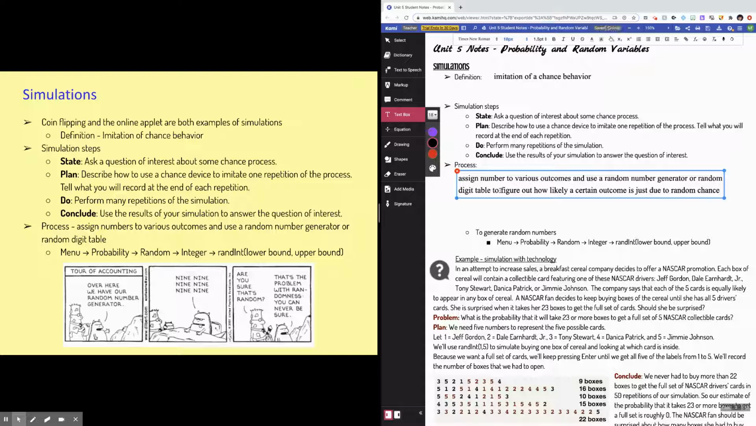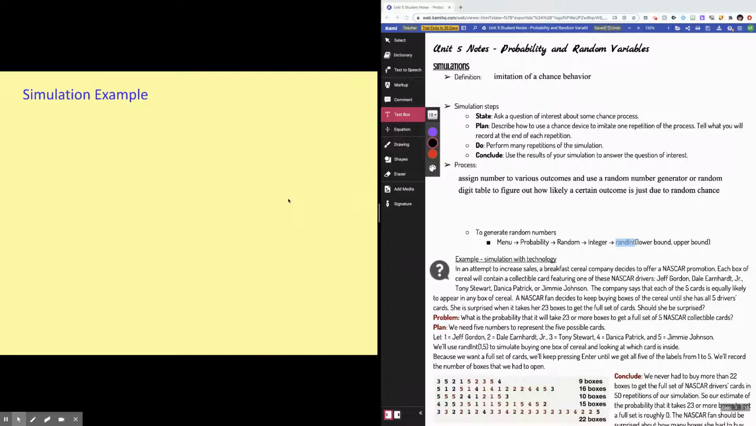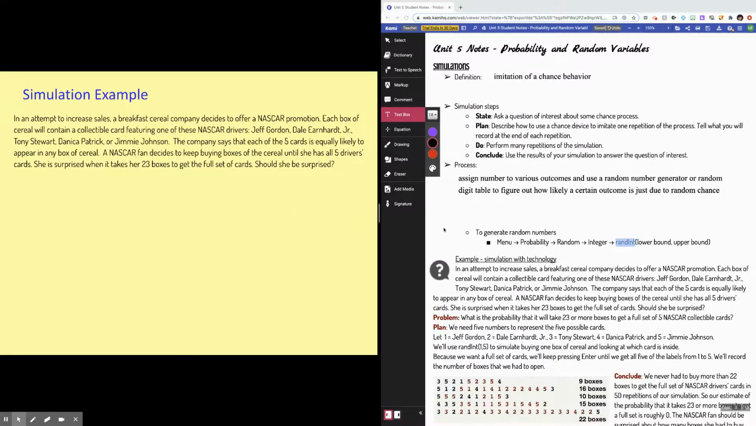Okay, that's what the random number generator and the random digit table do for us. If you're using your calculator, I have a calculator path that will generate random numbers for you: Menu, probability, random, integer, and then you're looking for randint. RANDINT means random integer. I have an example for you here.